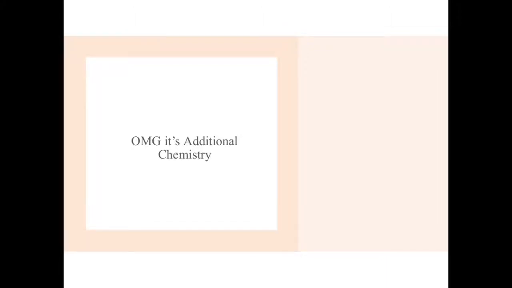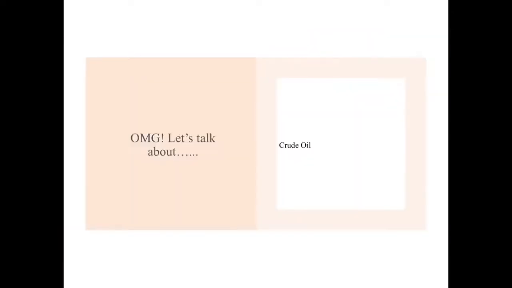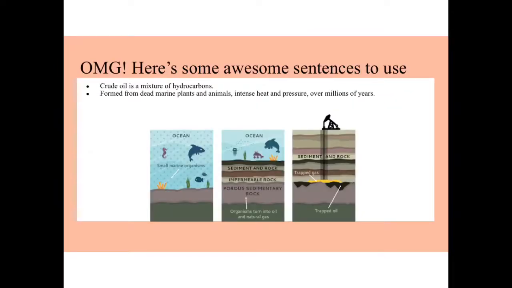So, welcome back to another Additional Chemistry OMG series. This one we're talking about crude oil. So, first up, how do we make crude oil? Okay, so crude oil is a mixture of hydrocarbons. So it's not a compound, it's a mixture, which means you can easily separate the hydrocarbons. Hydrocarbons means something that's only made from hydrogen and carbon.